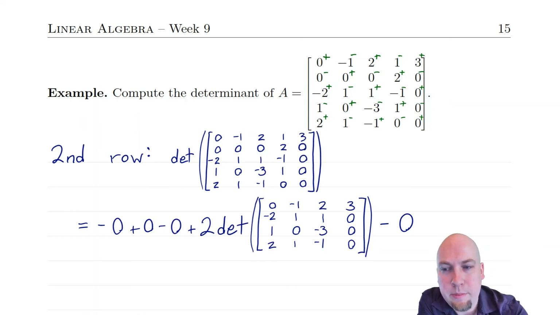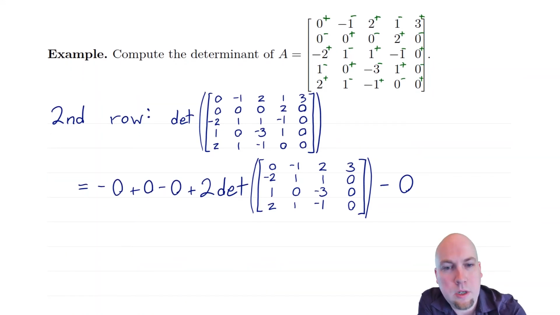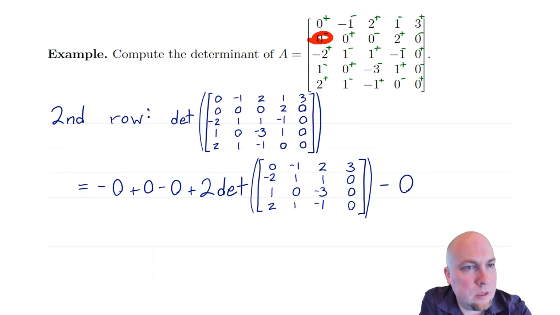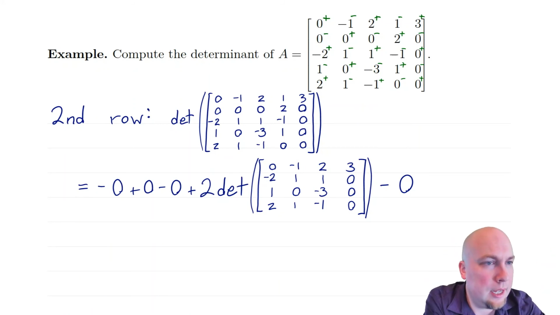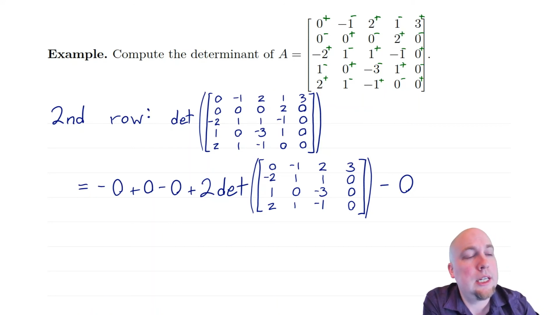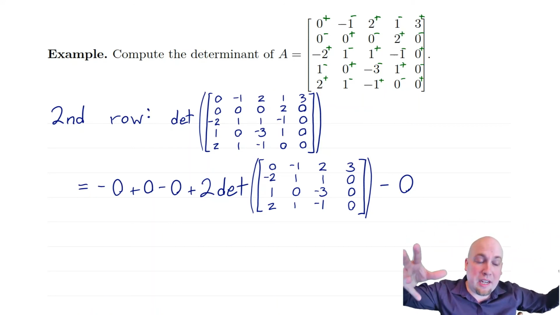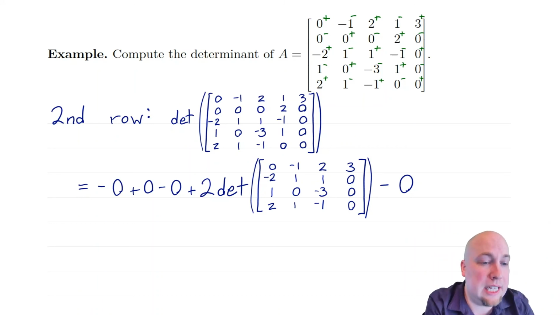Okay, now I do my cofactor expansion. The way it works is, well, I'm going to get 0 times some cofactor. If it's 0, I don't care what the cofactor is. I don't have to compute it. And then plus 0 times the cofactor, minus 0 times the cofactor. This one also gives me a minus 0 times the cofactor. And then I get a plus 2 times some determinant of a 4x4 matrix, a slightly smaller matrix. So that's what's happening here.